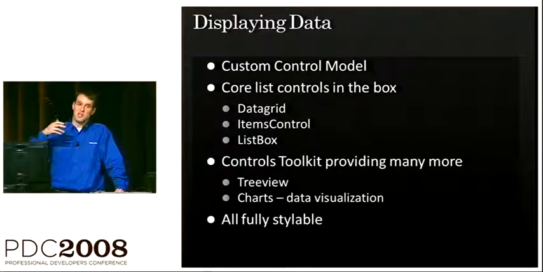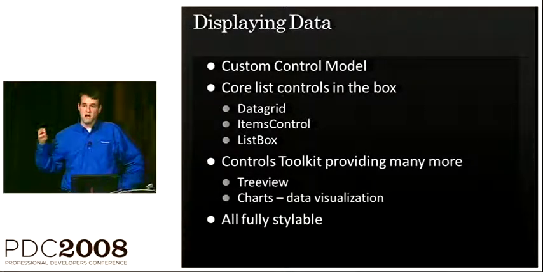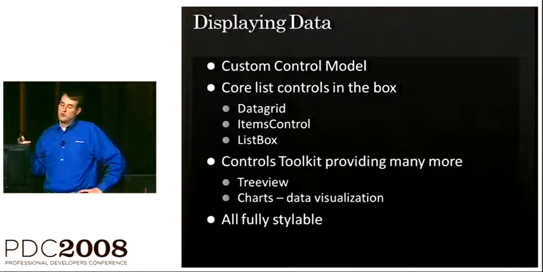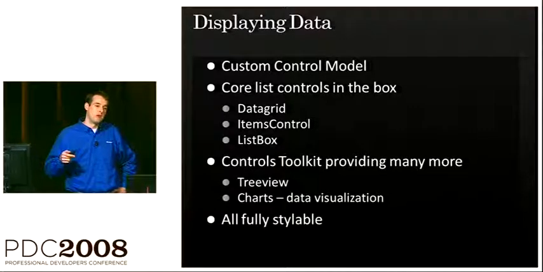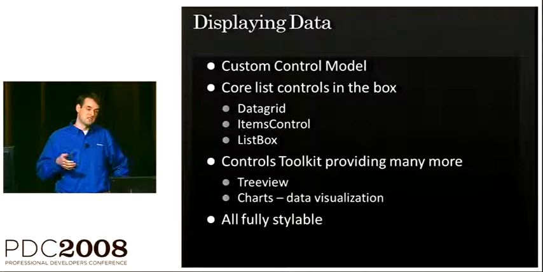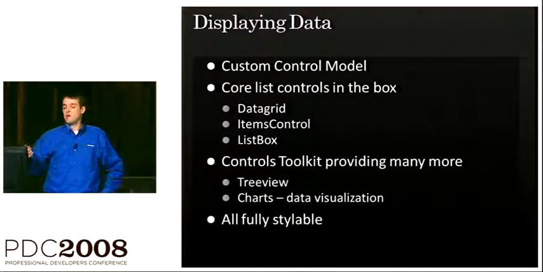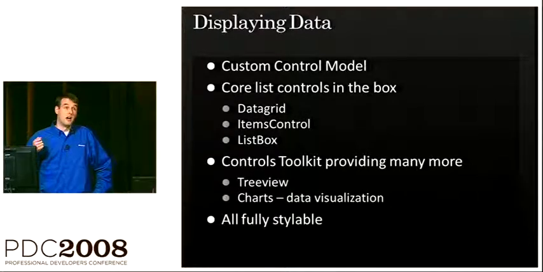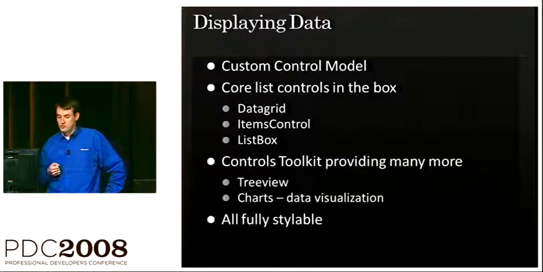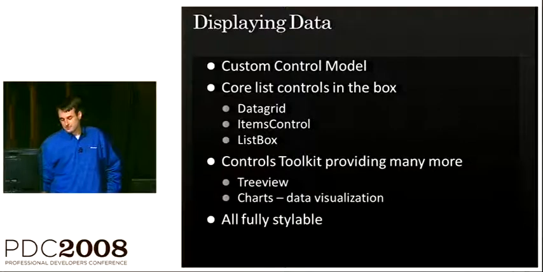We have the whole set of standard controls: date time picker, calendar control, text box, radio button, that whole set for showing your data. And we have a controls toolkit available now that provides the next set of controls, including very interesting ones for building business applications, like tree view and charts. If you're interested in finding out more, Shawn Burke has a lunch talk tomorrow. He'll go into a lot more detail about the control toolkit for Silverlight. And of course, all this stuff is fully stylable as you would expect.